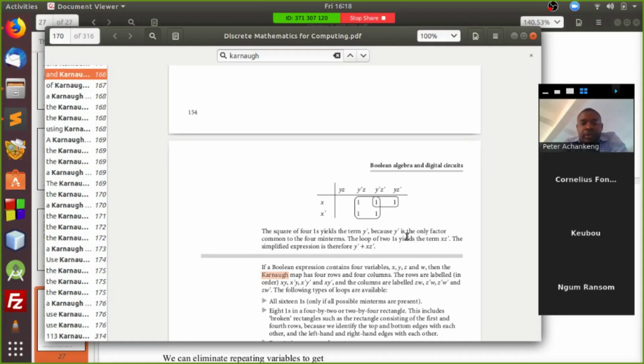Now the next grouping of 2. See that X is common, and also Z prime is common. So for the grouping of 2, X is common and Z prime is common, and you get another term which is X, Z prime.